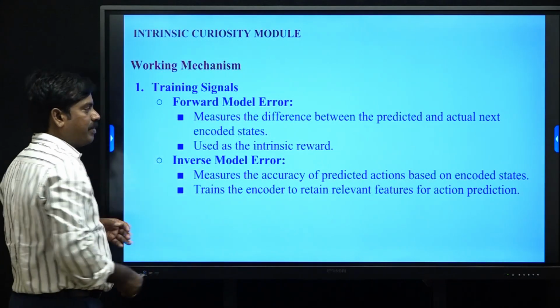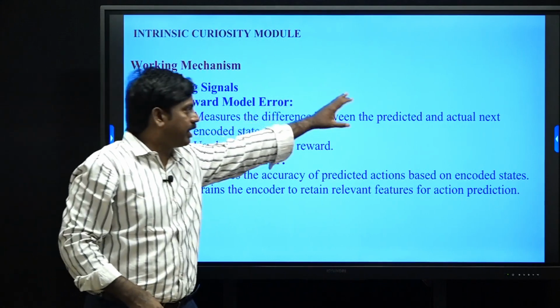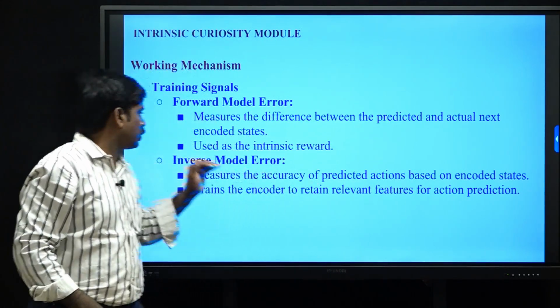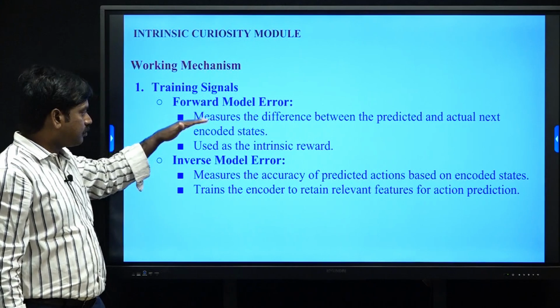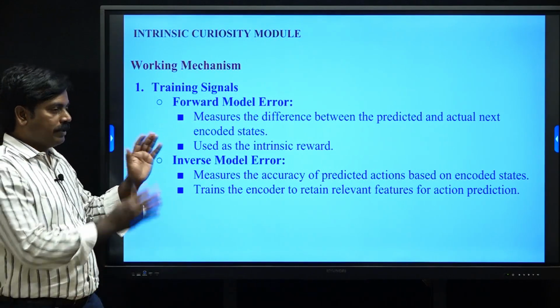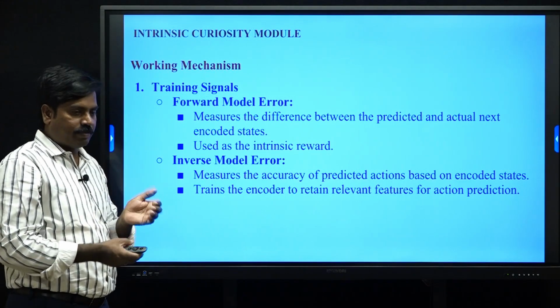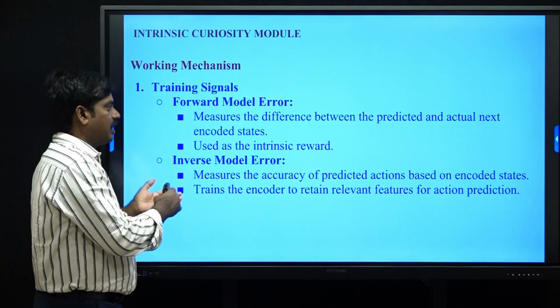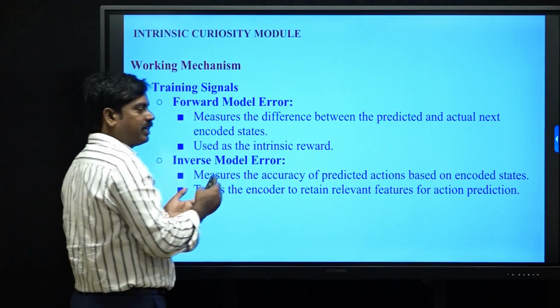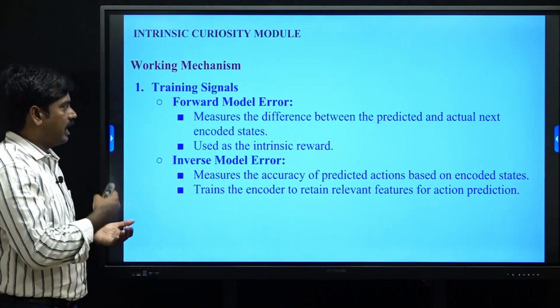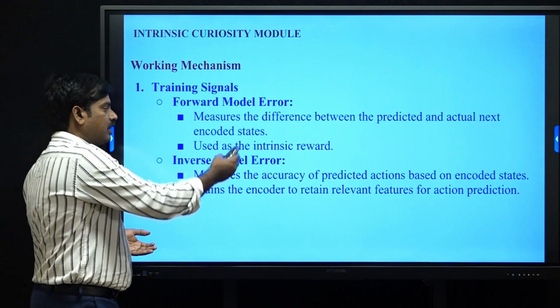Forward model error measures the difference between the predicted and actual next encoded states. The forward model predicts the next state. So it measures the difference between the predicted state and the actual next state. It is used in the intrinsic reward.